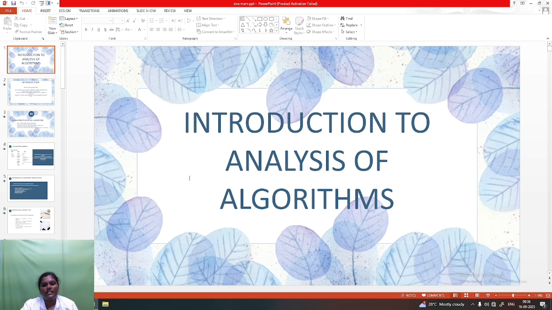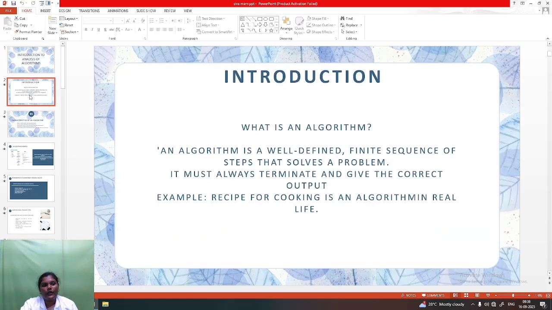Introduction of analysis and algorithm. Introduction. What is an algorithm? An algorithm is a well-defined finite sequence of steps for solving a problem. It must always terminate and give the correct output. Example: a recipe for cooking is an algorithm in real life.